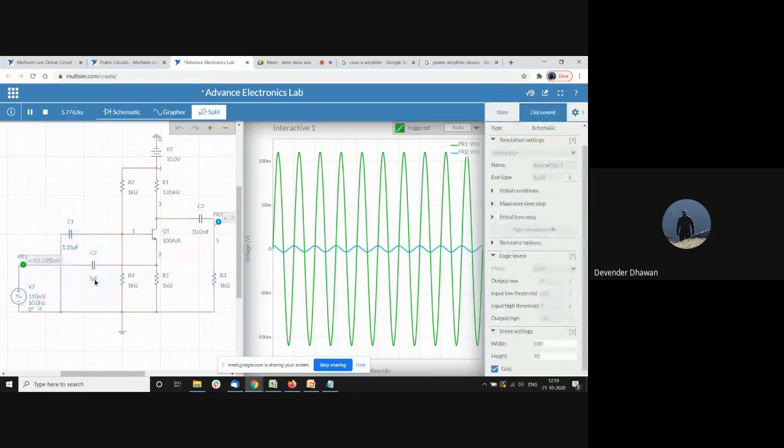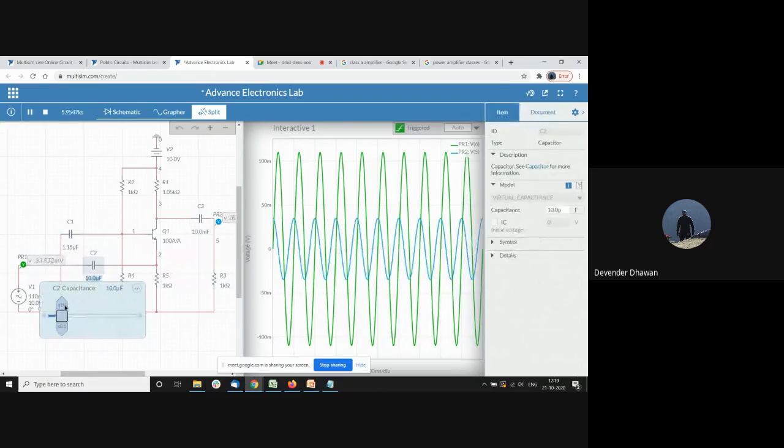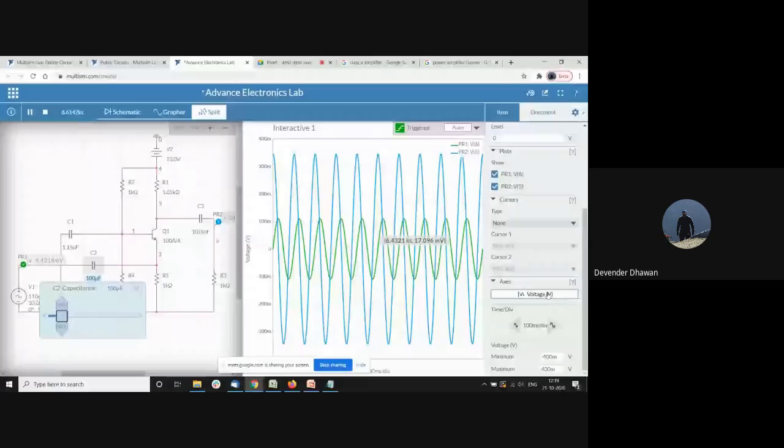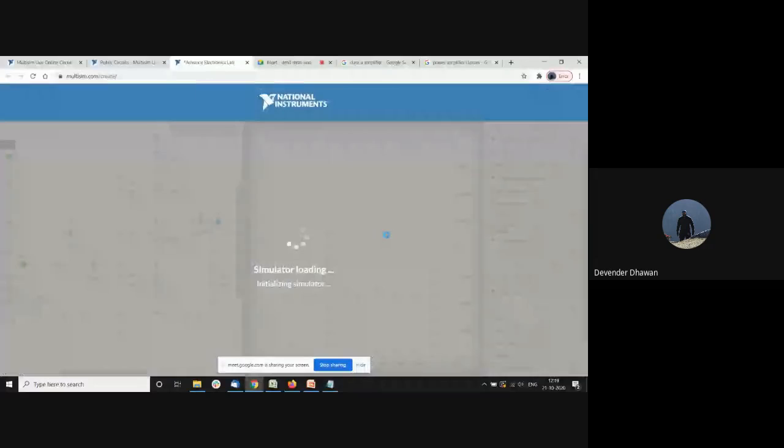Okay, so this one, what it will do. Okay, so now this one is increasing our output. So now the output is over my input, as you can see clearly. Okay, so now if I stop and do the AC analysis, let us just see what it will be.